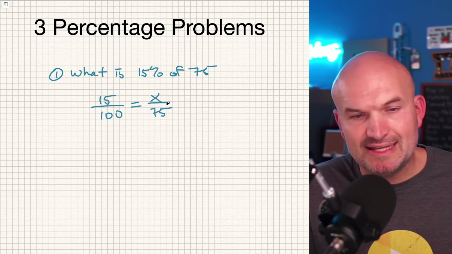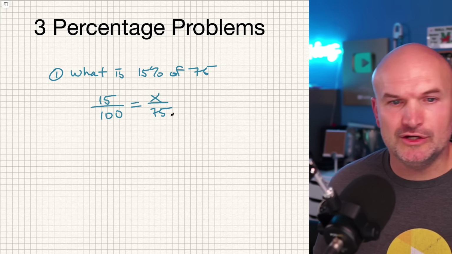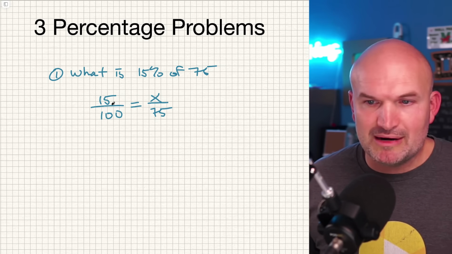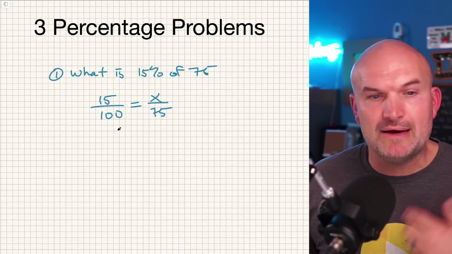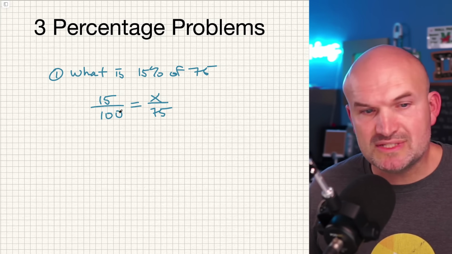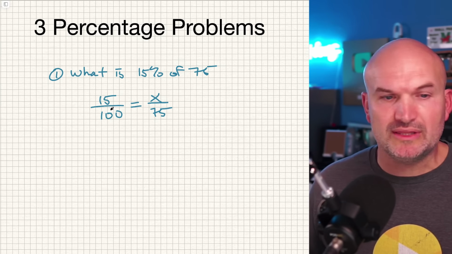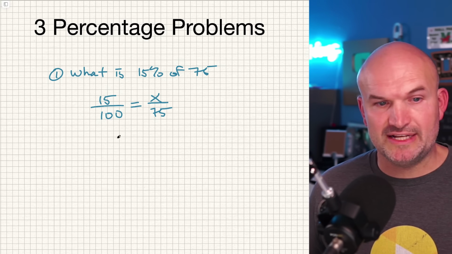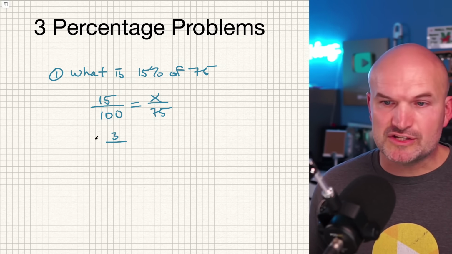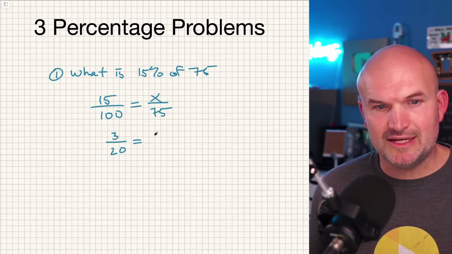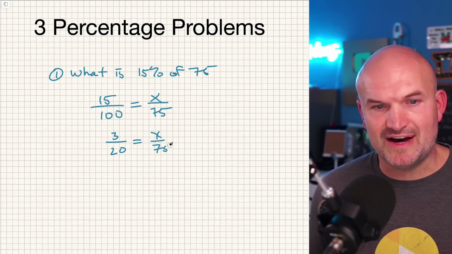But before we go and get into multiplying, or you could just multiply 75 on the other side or applying the cross product, we always want to make sure, can we simplify things? Can we break this down? You see, I have a 15 over 100. Can I reduce that? I don't want to be dealing with really, really big numbers. So I notice that 5 goes into 15 3 times, and 5 is going to go into 100 20 times. So now I have 3 over 20 is equal to X over 75.